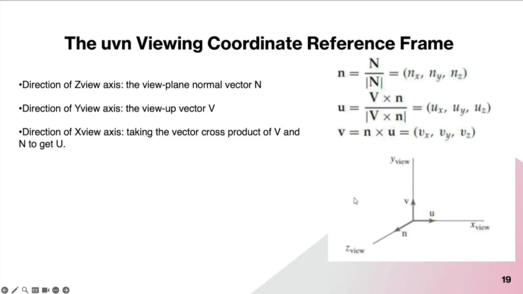And this is the UVN viewing coordinate reference frame with respect to the X, Y, and Z axes. The direction of the z view axis is the view plane normal vector n, the direction of the y view axis is up towards V, and the direction of the x view axis is obtained by taking the vector cross product of V and N to get U. So here we can see how U is obtained with the cross product, V cross N divided by the modulus of V cross N, and V is obtained as N cross U. So here are the Vx, Vy, and Vz of the viewing coordinate reference frame with respect to the X, Y, and Z axes.